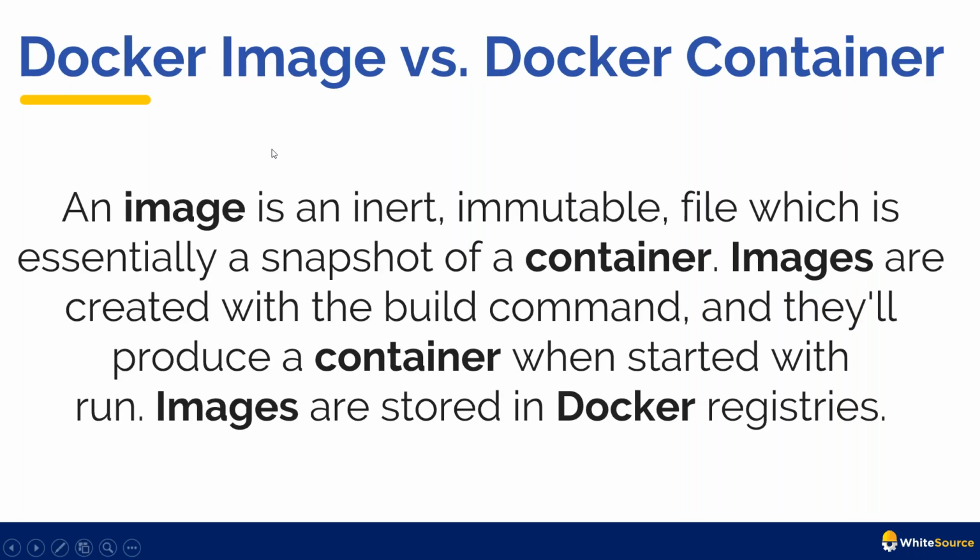The next thing that it's important to understand is the difference between a Docker image and a Docker container. A Docker image is static, right? This is the immutable file that I actually have, the snapshot of the container. A container exists after we build the image. And images, as we mentioned, are stored in Docker registries.